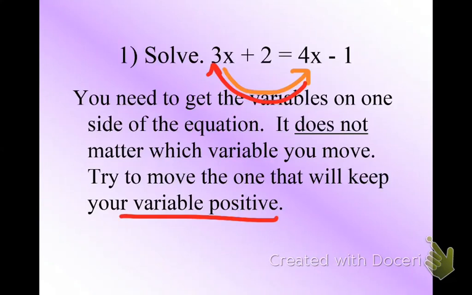If we move our variables over to the right-hand side, like the orange line says, then we're going to have to move our constants over to the left-hand side. But we'll do that on the next slide.